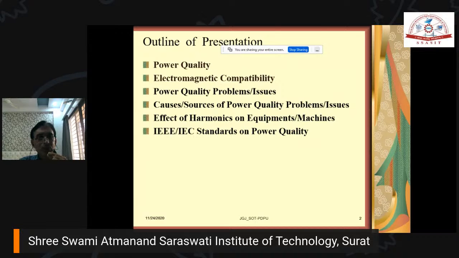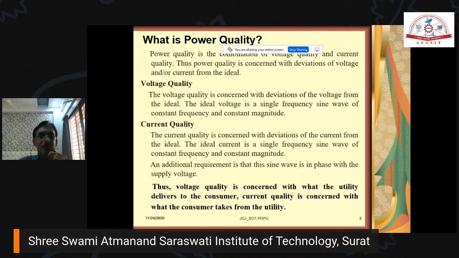Now, first of all, what is power quality? Power quality is nothing but the combination of voltage quality and current quality. And therefore, power quality is concerned with the deviations of the voltage and/or current from the ideal. Now, what is voltage quality? You can see on slide number 3, I have written that voltage quality is concerned with the deviations of the voltage from the ideal. And what is ideal voltage? The ideal voltage is nothing but a single frequency sine wave of constant frequency and constant magnitude.